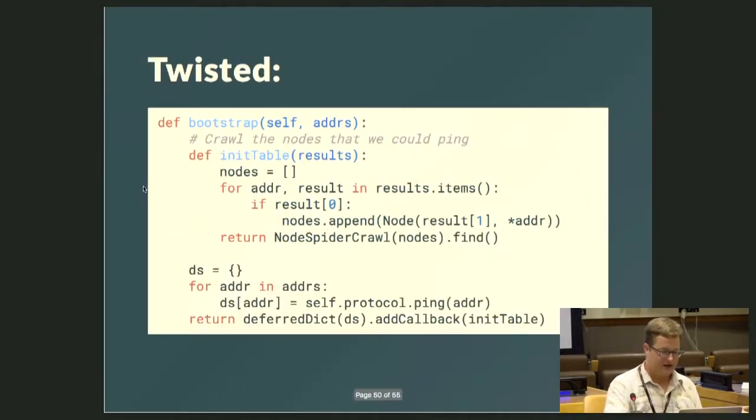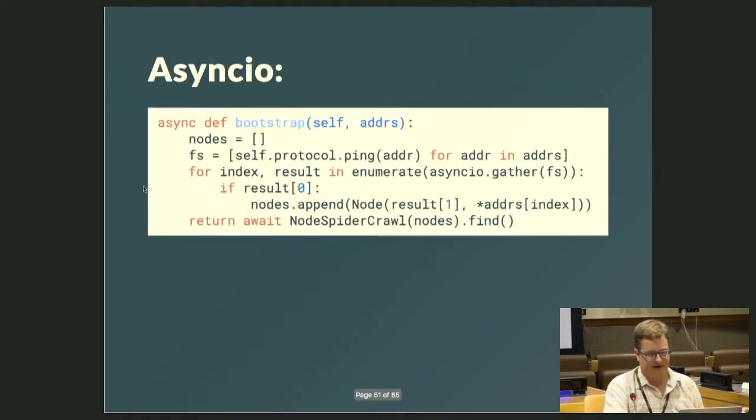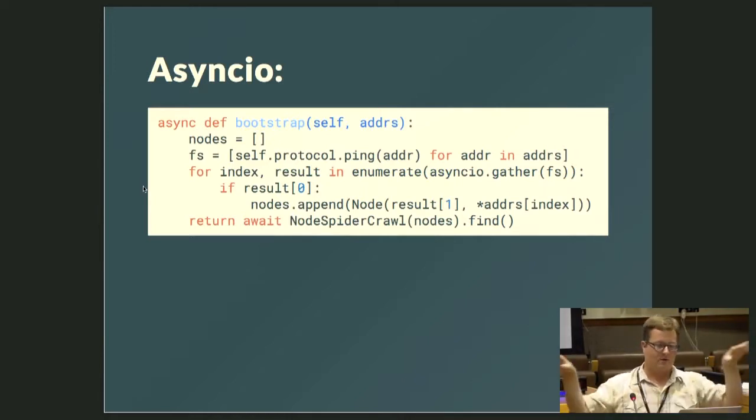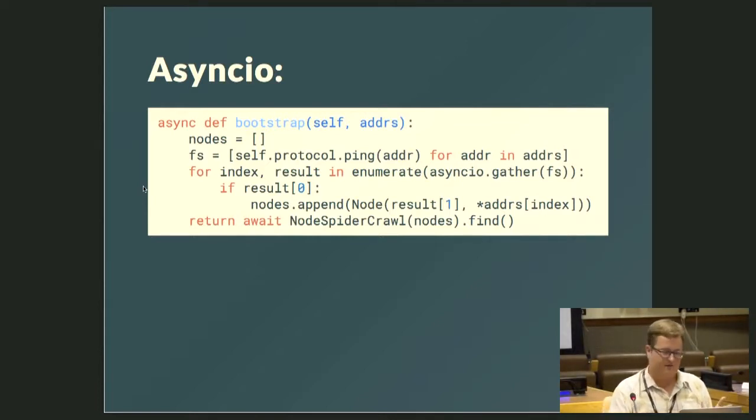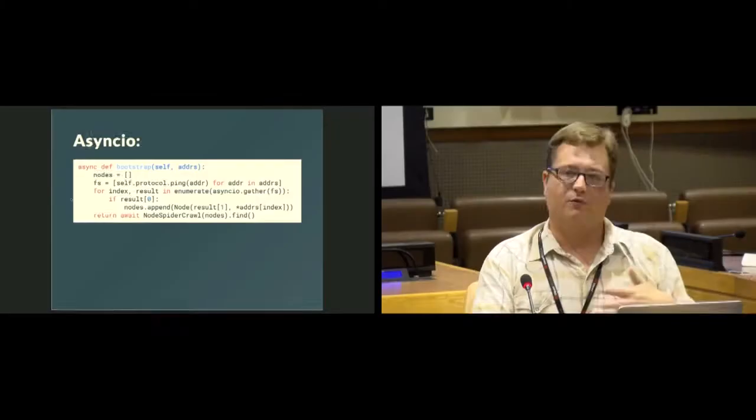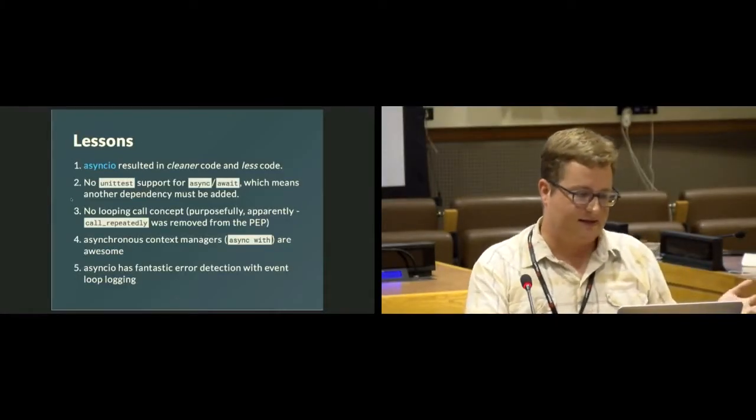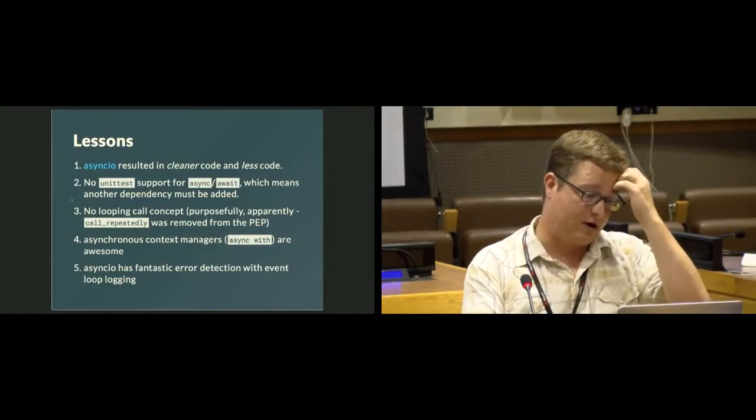So this is the asyncio conversion, and you'll notice it's less code, it's prettier, there's no internal def, and I can just say the whole thing is async, and then I can ping all the addresses I know about, and then I get back some results, and then I can crawl all of those afterwards. You'll notice that I'm using the asyncio gather in this case, which basically says, take all of these things that are going to take a while to do, and tell me when they're all done and give me all their results. So I think it looks prettier, less code. And that was sort of what most of the conversion ended up looking like. So some lessons: asyncio resulted in cleaner code and less code.